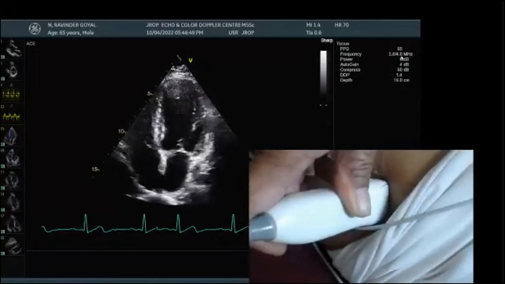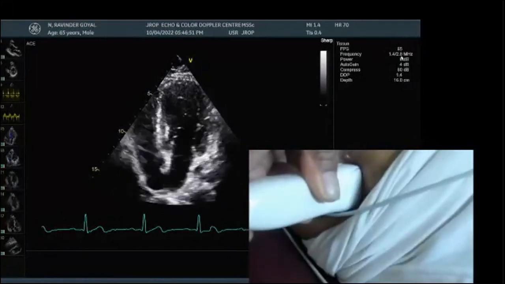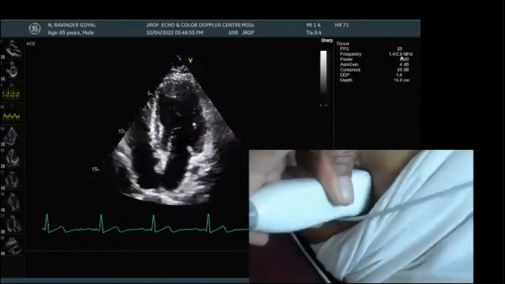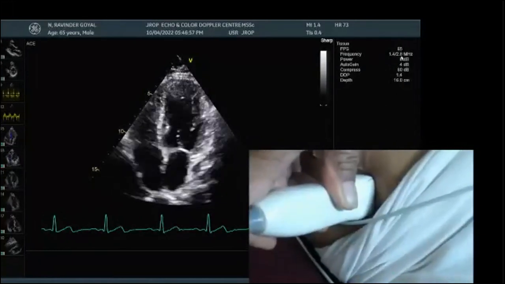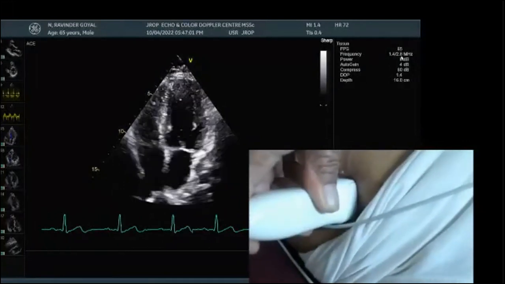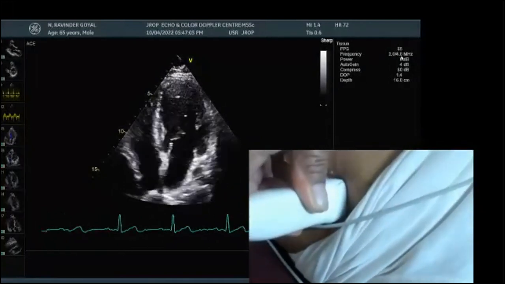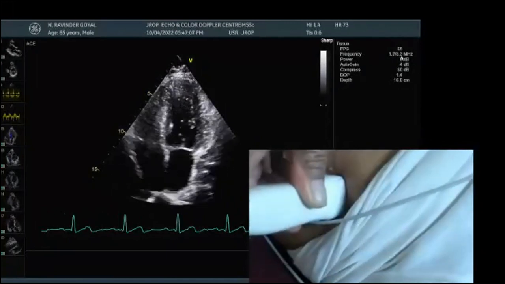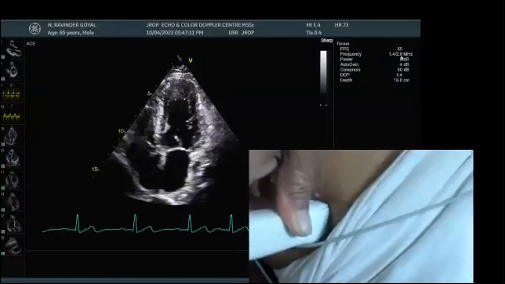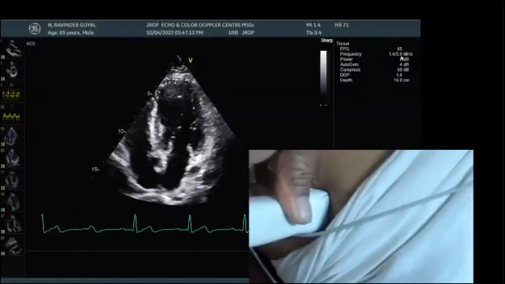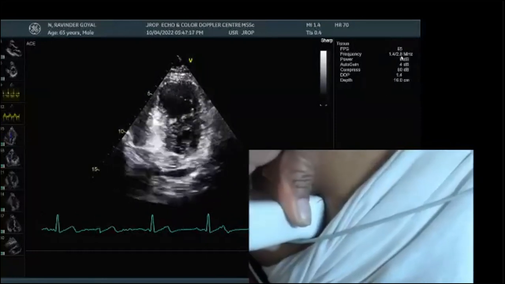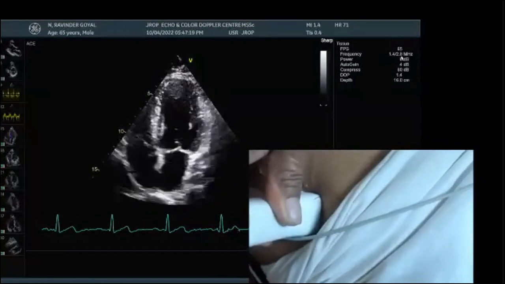If I'm using lower frequency, I'm getting a better penetration. So where the problem comes is when you have an obese person. If you have an obese person, you change this octave frequency from 2 megahertz or 1.5 megahertz to as low as possible. My machine gives you up to 1.4 megahertz, right? Yes, sir.